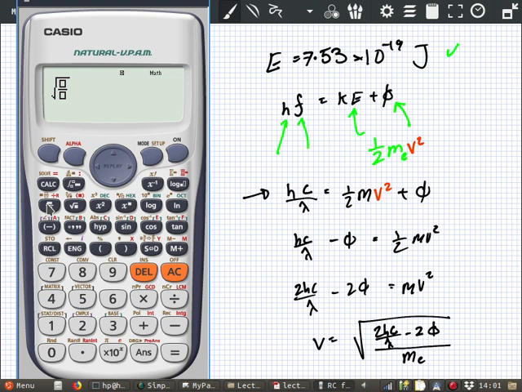Square root. Mass of electron. 7.53 times 10 to the power of minus 19. And then, Cho, what number is H on your calculator, please? Six. And what number is C0? 28. Thank you. And 250, what did I say, 250 nanometers? Yeah. So 250 times 10 to the power of minus 9. There you go. So that's the speed of the electron.